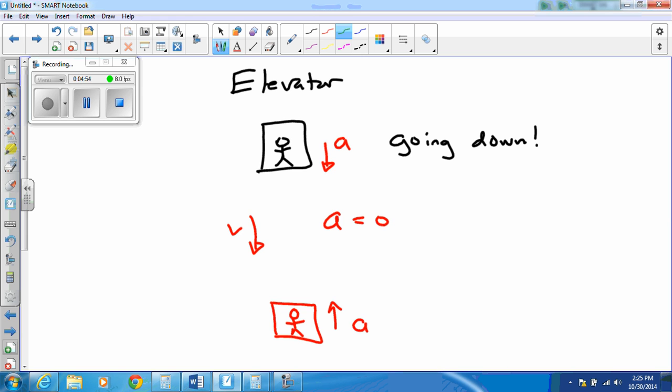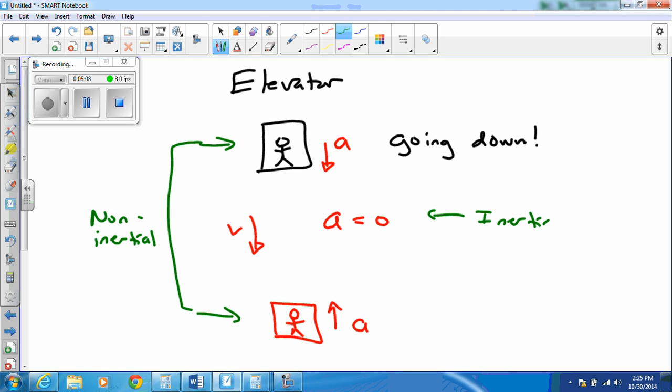So this is an example of a non-inertial reference frame here and here where the acceleration is non-zero. But when the acceleration is zero, then the elevator is an inertial reference frame. Does that distinction make sense to everybody? Okay.